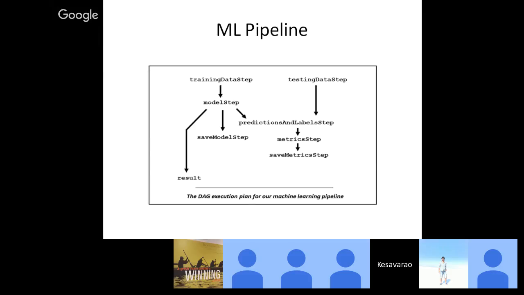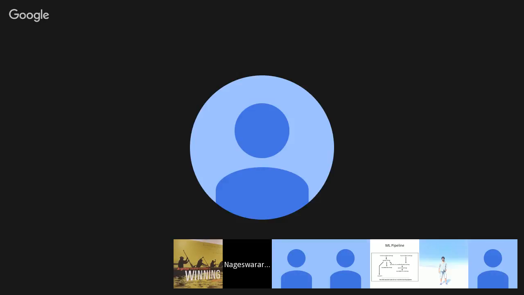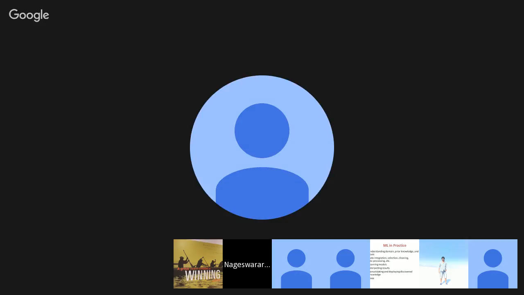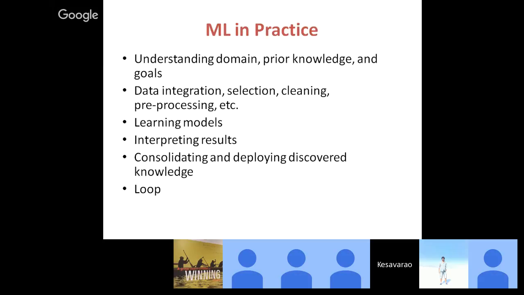So in the real world, most of the time is actually spent in the first two bullets, the first two steps: understanding the domain, prior knowledge and goals, data integration, selection, everything. That's 80% of the time. 20% of the time is in the learning models. That's correct. Yeah, that's correct.